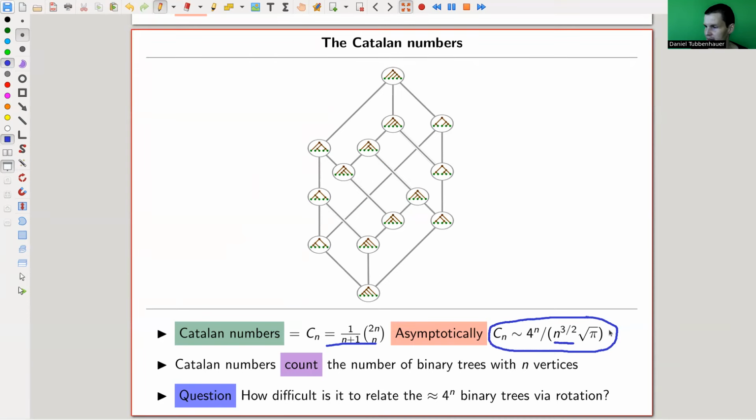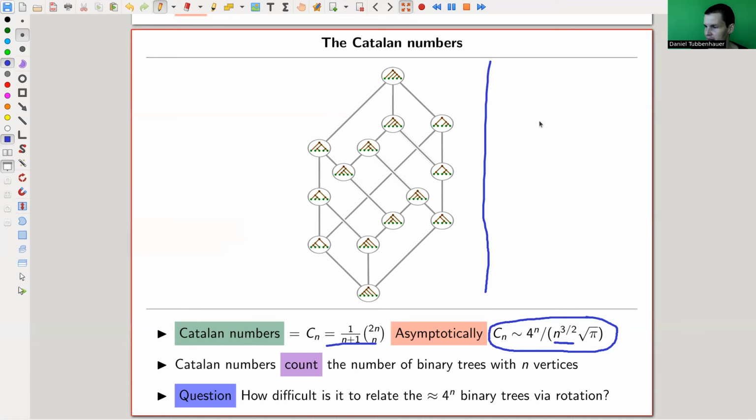And the question is, how difficult is it to relate the 4 to the n binary trees, there are quite a lot of them, by rotation? How many rotations do you need to get from one to any other? So what is the distance of that graph that you write down? You write down a graph and you wonder, what is the distance of that graph? And it has a lot of vertices. So you should expect the distance to be maybe not so small, but it turns out that it is.